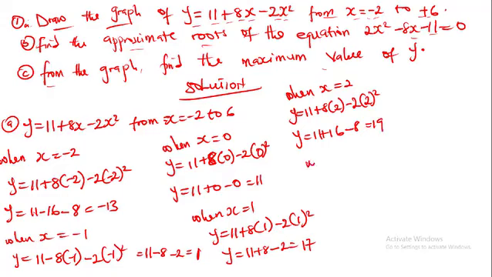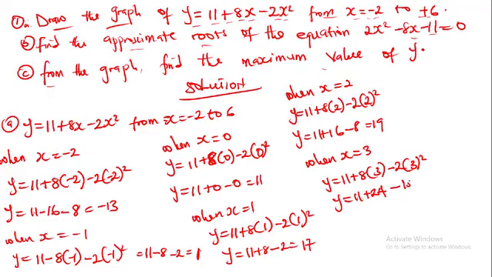Okay, then when x is equal to 3, y will be equal to 11 plus 8 into 3 minus 2 into 3 squared. Y will be equal to 11 plus 8 times 3 is 24 minus 3 squared is 9. 9 times 2 is 18. So we have 11 plus 24, which will give us 35. Then minus 18, we have 17.